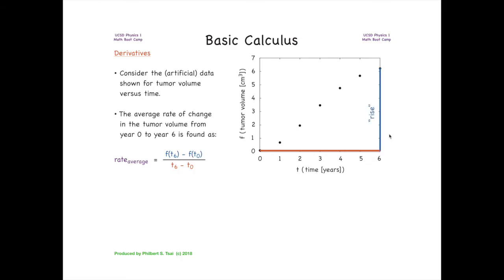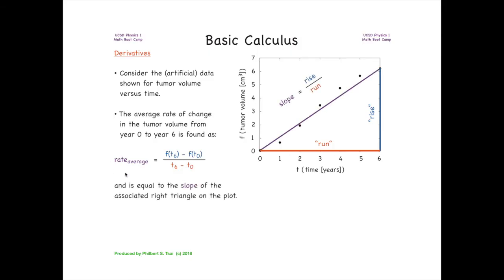The change along the vertical axis of a plot is often referred to as the rise, while the change along the horizontal axis of a plot is often referred to as the run. The average rate, as described by this equation, is equal to the slope of the associated triangle of this plot, where the triangle consists of the run, the change in the horizontal axis on one side of the triangle, the rise, or the change along the vertical axis on the other side of the triangle, and the slope being equal to the rise over the run.